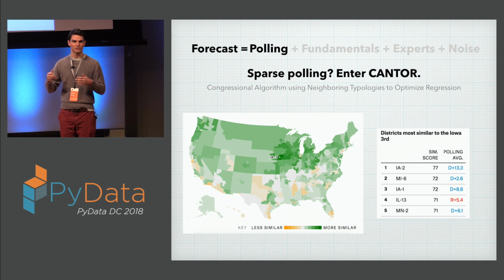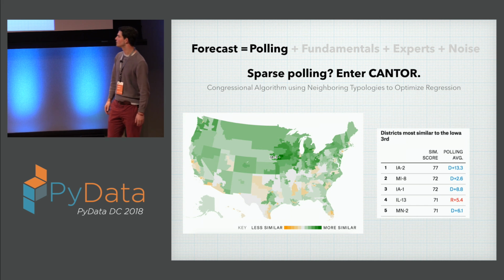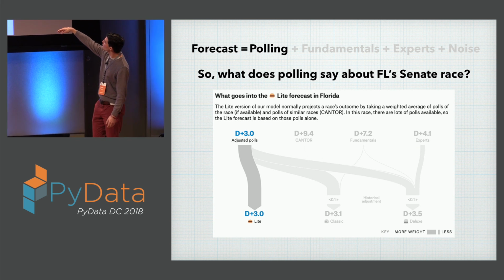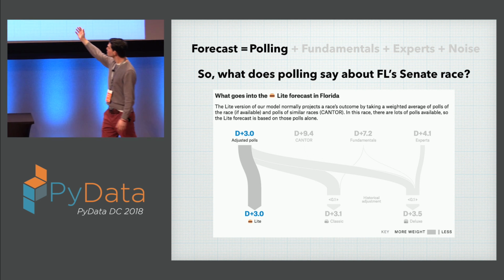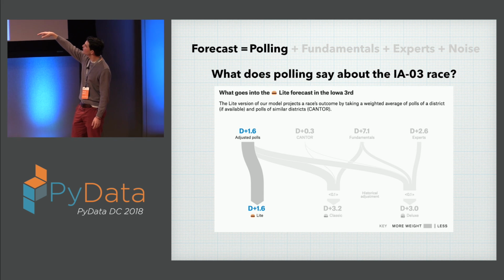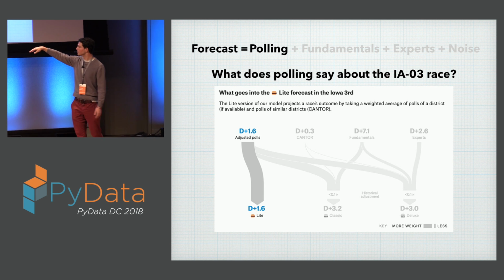So it's an area where optimizing and investing and thinking critically and deliberately is a good return on a modeler's or forecaster's time. So if we looked at the polls only forecast about the Florida Senate race, it said roughly D plus 3. If we looked at the polls only for Iowa 3, it said D plus 1.6. Okay? So that's polls only.